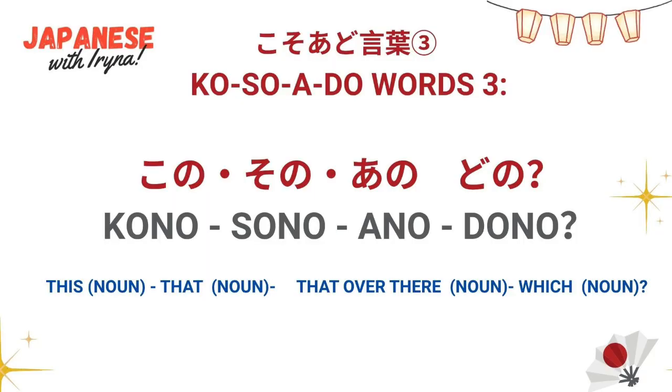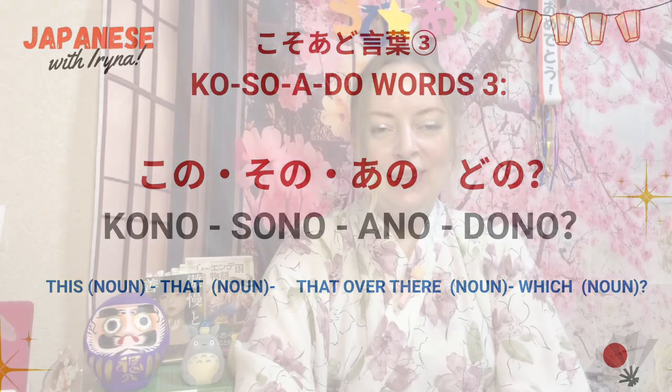Kosoado words part 3. Kono, sono, ano, dono. Today we are going to study the kono, sono, ano, dono group of words. And I'm going to remind you, if you haven't watched the previous videos, it's not a problem. You can start from this video and then just watch all the other videos of this group, Kosoado 1 and Kosoado 2. And we are going to start.